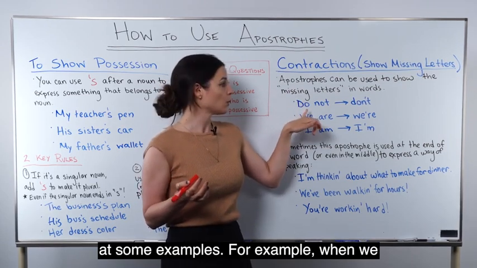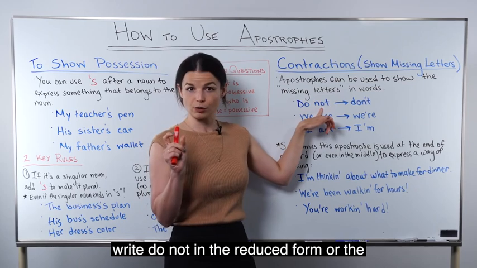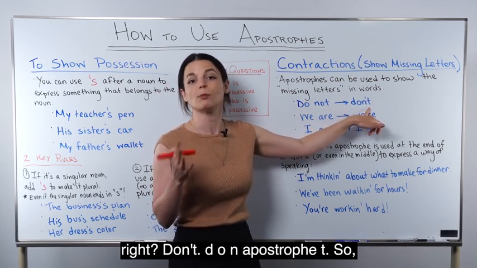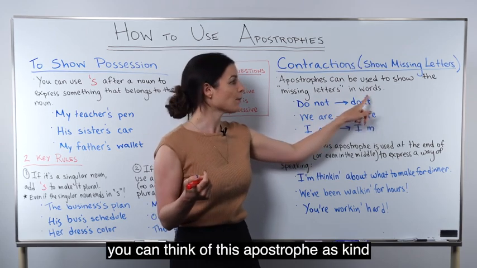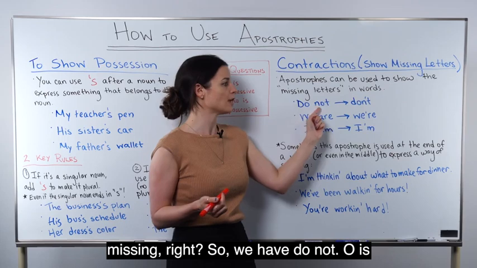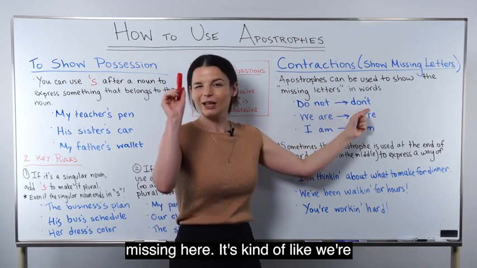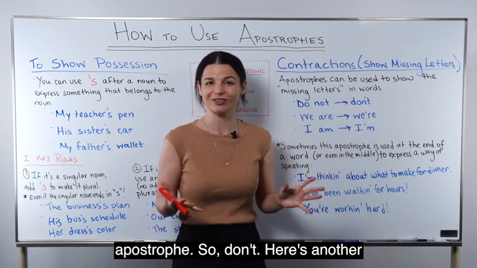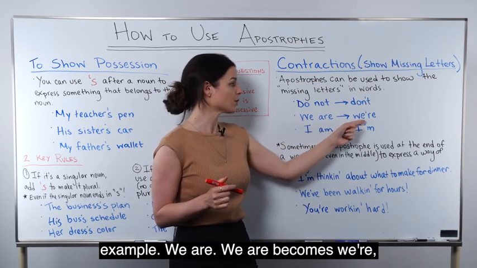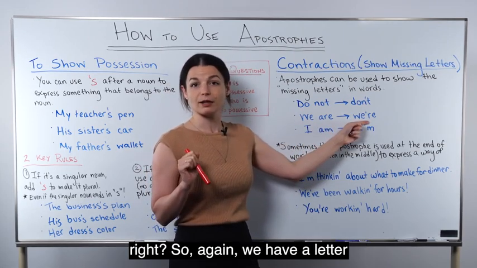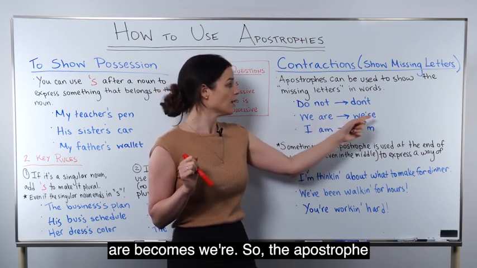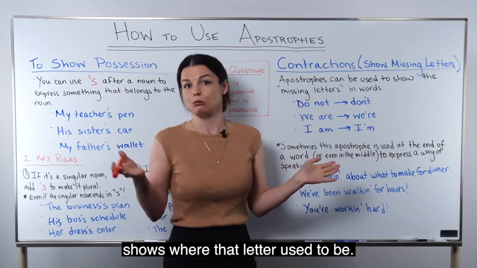For example, when we write do not in the reduced form or the contracted form, we use this spelling, right? Don't, D-O-N apostrophe T. So you can think of this apostrophe as kind of a replacement for the letter that's missing, right? So we have do not. O is missing here. It's kind of like we're showing the O is gone with the apostrophe. So don't. Here's another example. We are. We are becomes we're, right? So again, we have a letter missing. In this case, it's the A. We are becomes we're. So the apostrophe shows where that letter used to be.